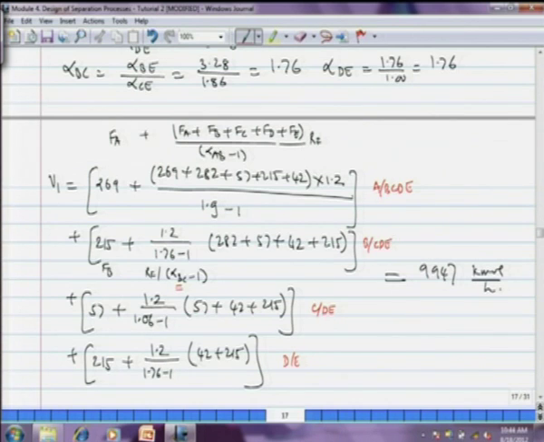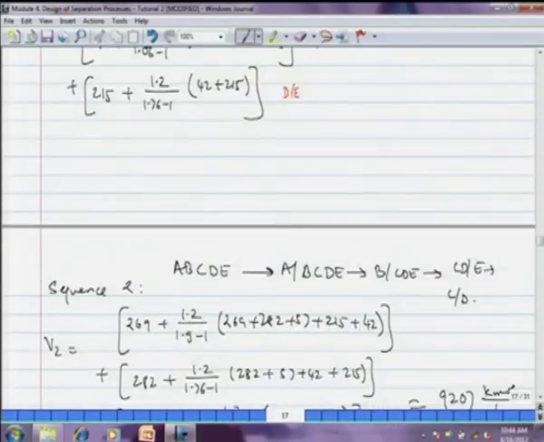First column separating A from BCD mixture, second column separating B from CDE mixture, third column separating C from DE mixture, and final column splitting the binary mixture of DE. And this you can do on a simple calculator and get the answer as 9947 kilomole per hour. I have given the direct answer. I suggest you to recalculate and check for correction. So, that is about the first sequence.